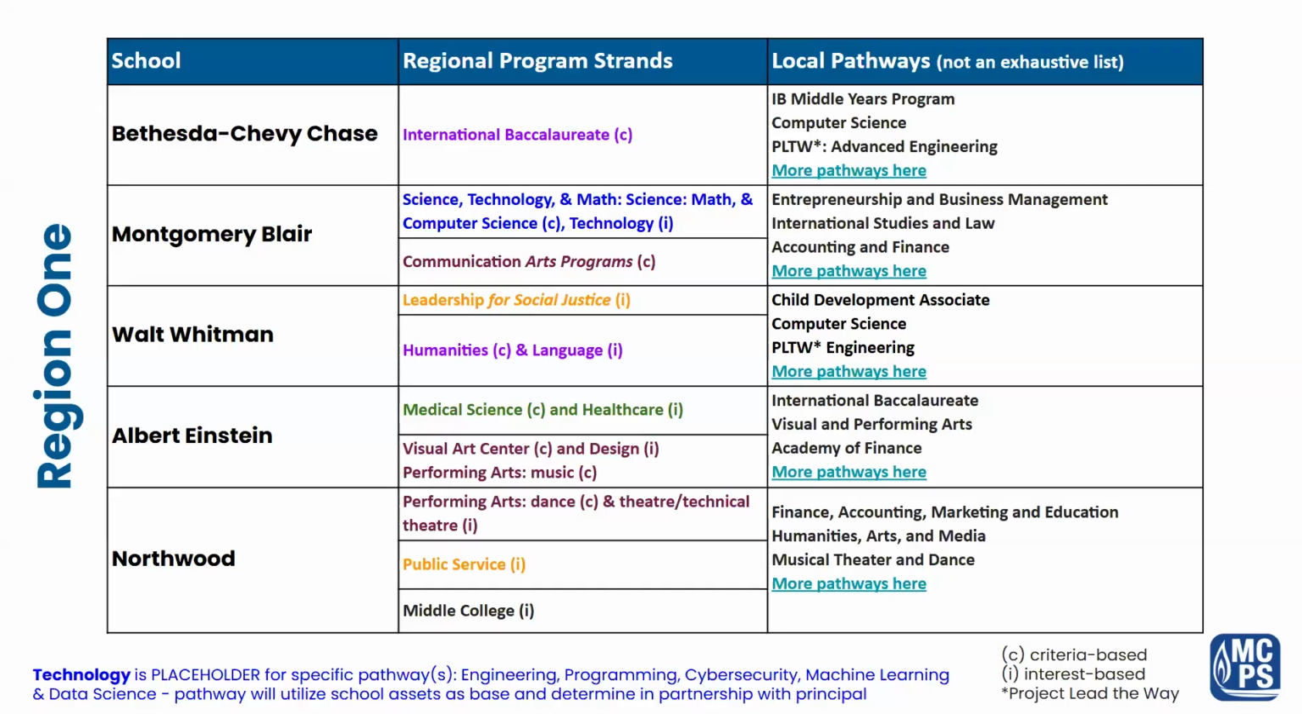You'll see the schools listed on the left. You'll see their current regional program strand or strands assigned. And the right column is really important as well. These are the local pathways, the local opportunities that are not going away with the addition of regional programs. So we've highlighted a few here, such as Albert Einstein with the Visual and Performing Arts, International Baccalaureate, Academy of Finance. Those are local programs that will remain there.